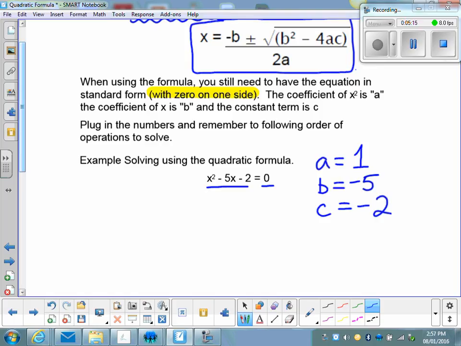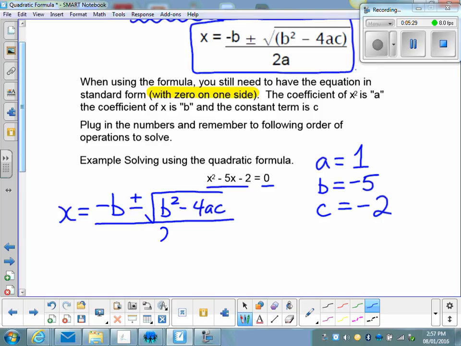And now I'm going to copy down the formula. So x is equal to minus b plus or minus the square root of b squared minus 4ac all over 2a. So it's important that you write all of this stuff underneath the root sign, and that this line goes all the way across here with 2a underneath it.